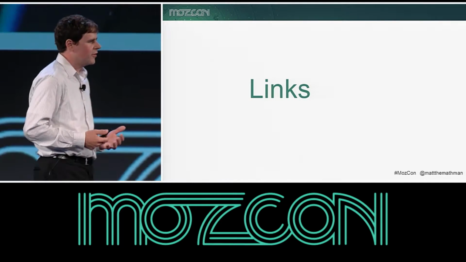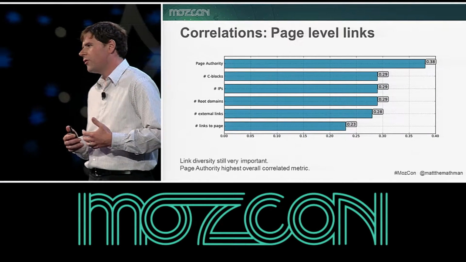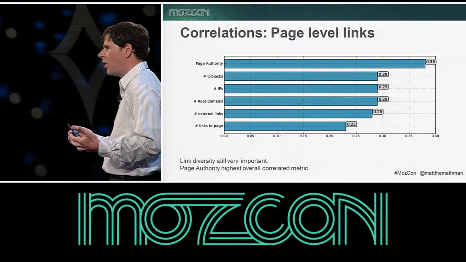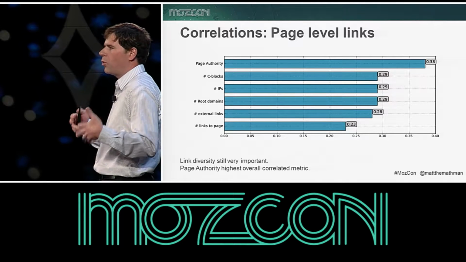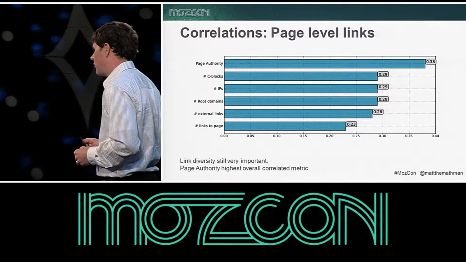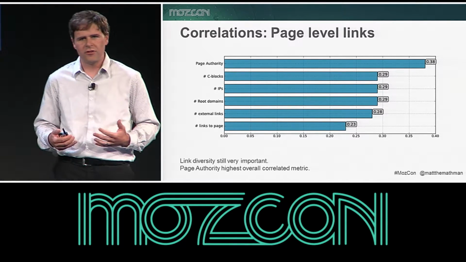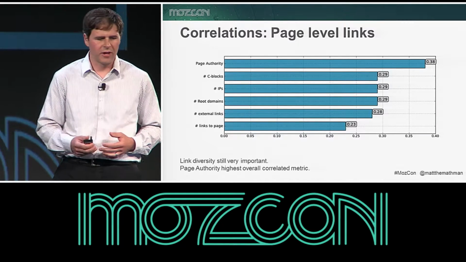Okay, so diving into the data. First up is links. Here are some correlation results for page-level links. So these are links pointing to a particular page. And we see that page authority has the highest correlation. In this data set, it's 0.38. This is the highest correlation of all of the factors that we looked at.